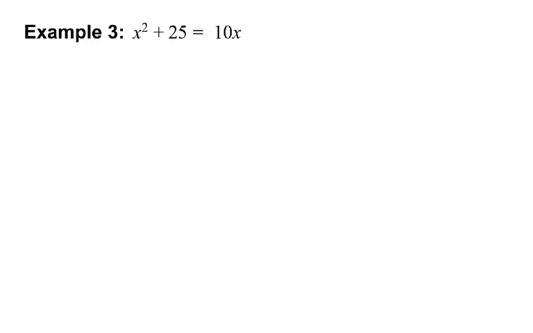Last problem here. Again, it doesn't equal 0. I don't see the surprise smiley face, so that's my first and foremost step. So we want to move that 10x. I'm going to subtract 10x from both sides, minus 10x. They cancel over here on the right side.